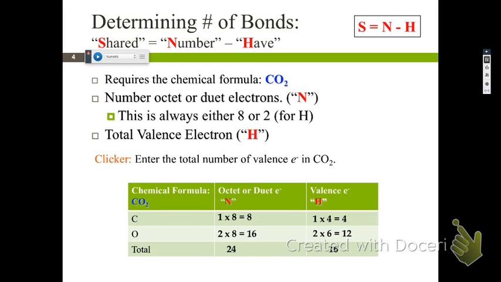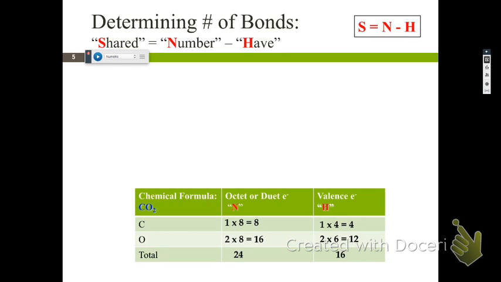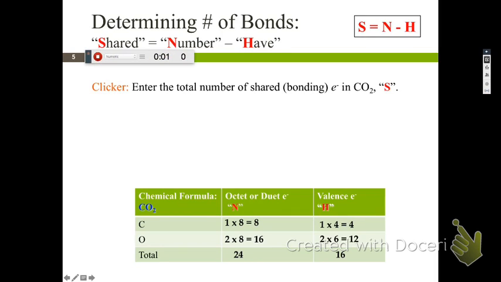We don't have that many, right? We only have 16. So the question is, how many of those 16 need to be counted twice in order to make it look like we have 24? And that's what our S is going to be. So how many shared electrons do we have in CO2?